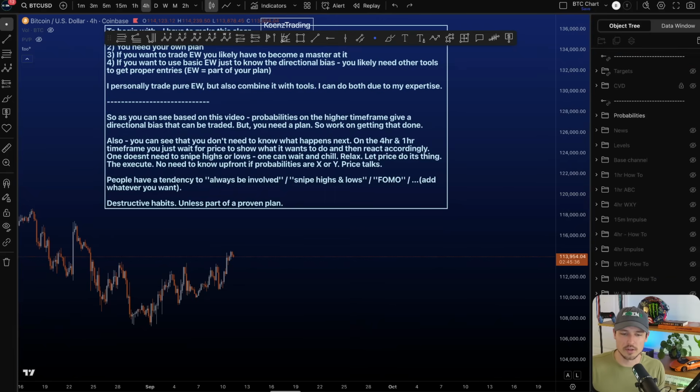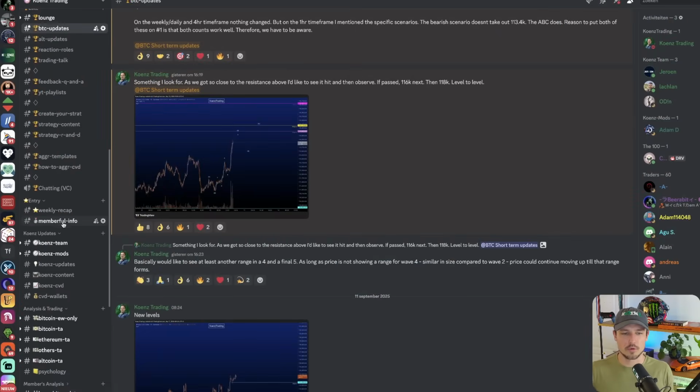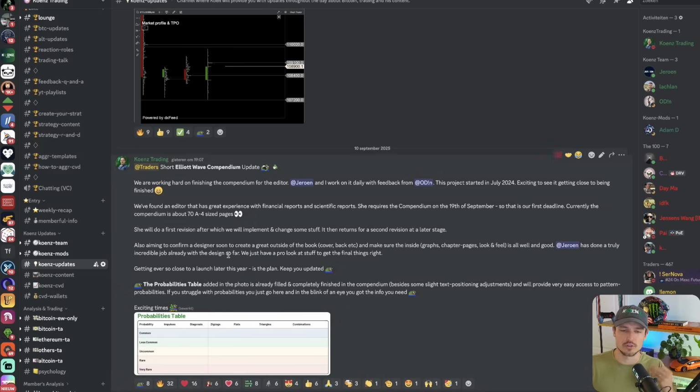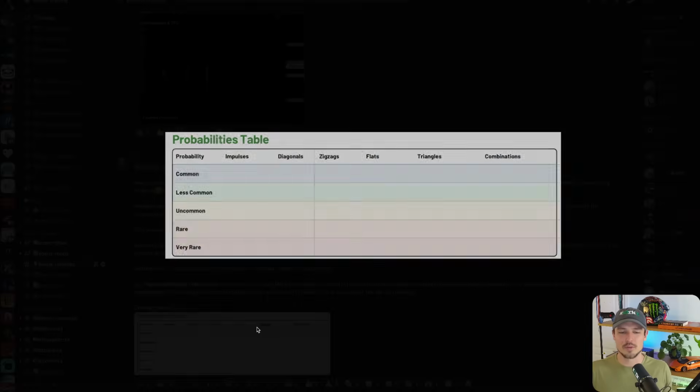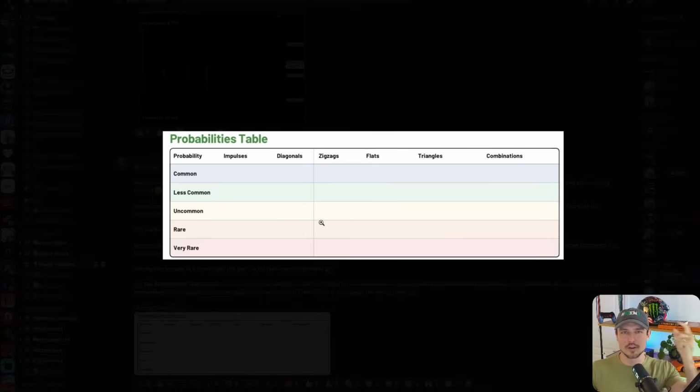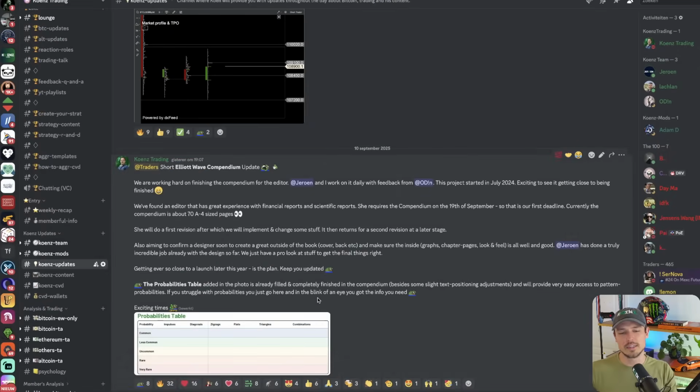Now also, I know some people like to have an update about the compendium. So I gave an update in the YouTube post section in Discord, and I'll just put this message out here so you can read this. This is currently what we're doing. This is the probabilities table, which of course is already filled in, but I had to remove this for the photo, everything that's in here. But this will give you, in the blink of an eye, an overview on the probabilities of Elliott Wave structures to make it super easy.